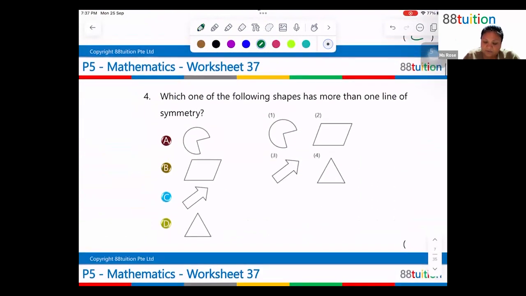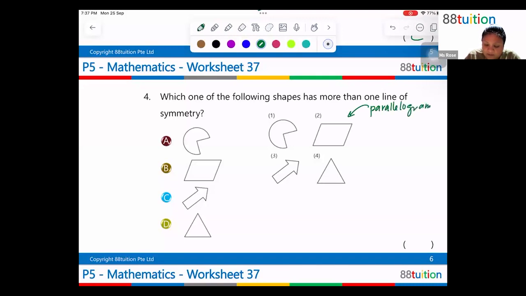Now, question number 4. A lot of you got it wrong. A lot of you put your answer as B. Can you all take note? This is a parallelogram.